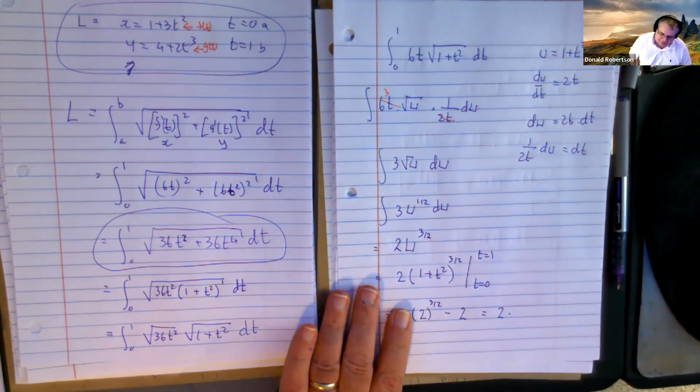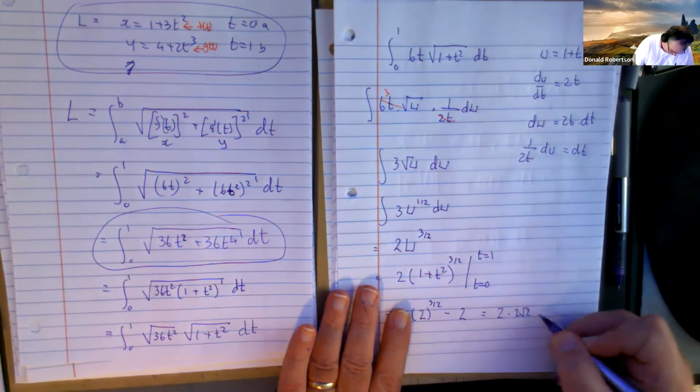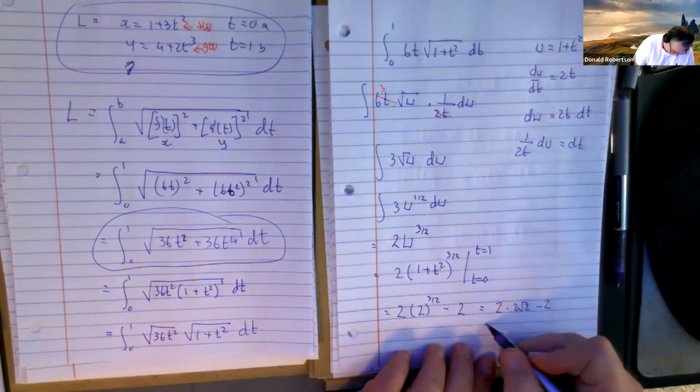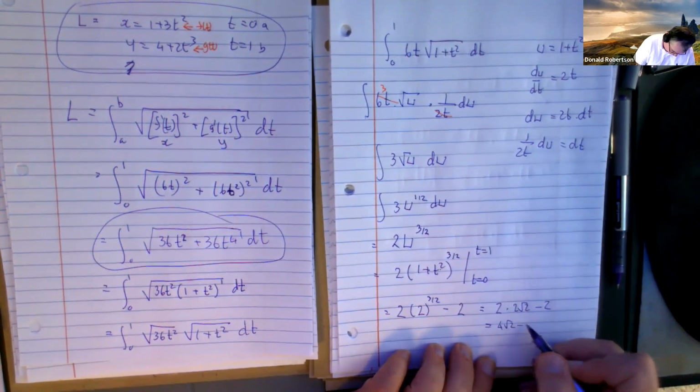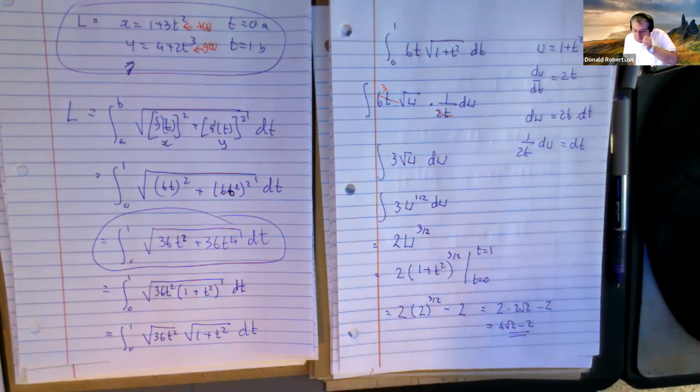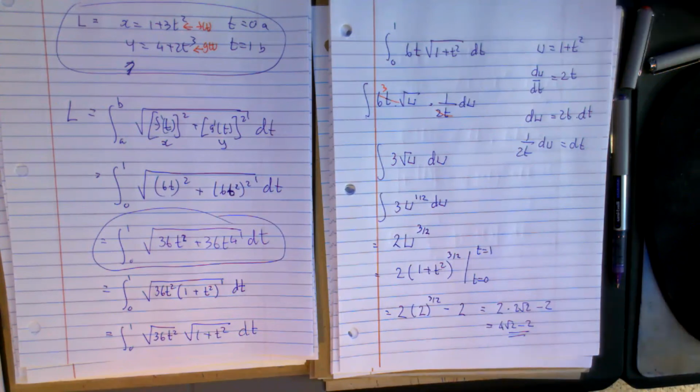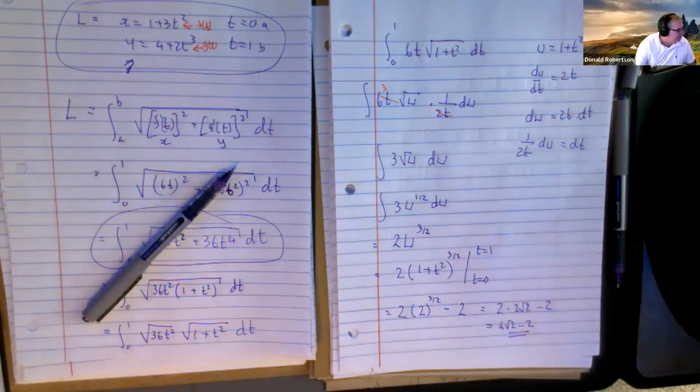2 to the 3 halves is actually 2 times 2 to the half, so it's actually 2 root 2. And so I guess the best I can do is 4 root 2 take away 2. And that hopefully is one of the choices that you got in the multiple choice. It is. Okay. Good question. Like it.